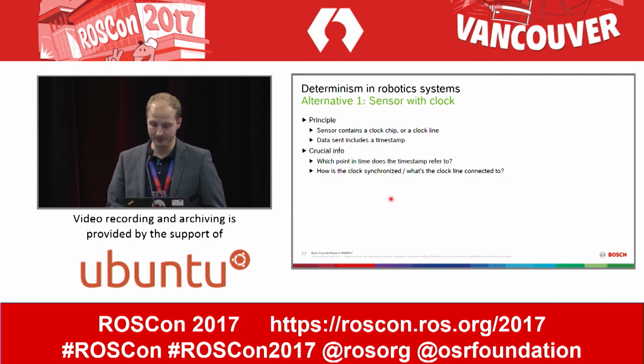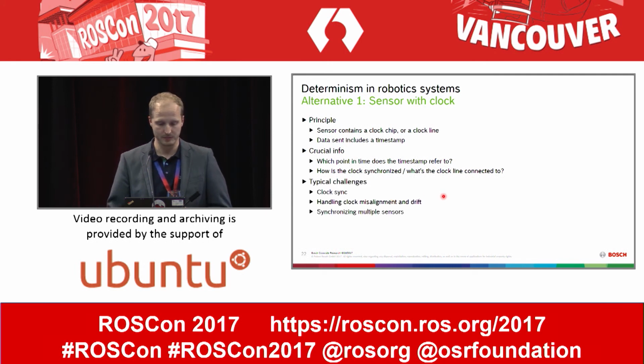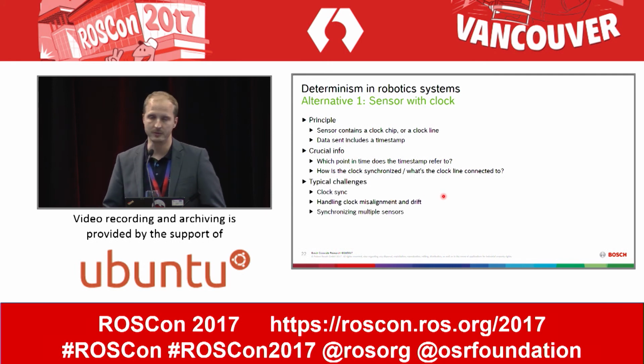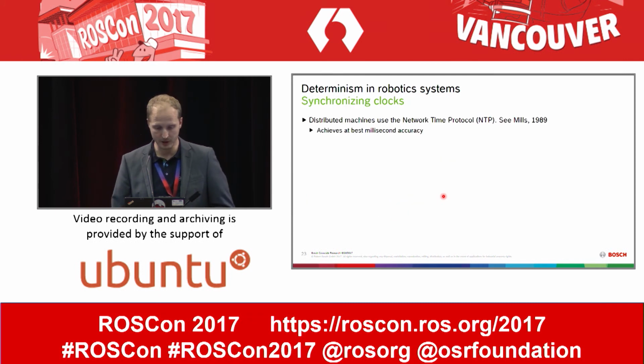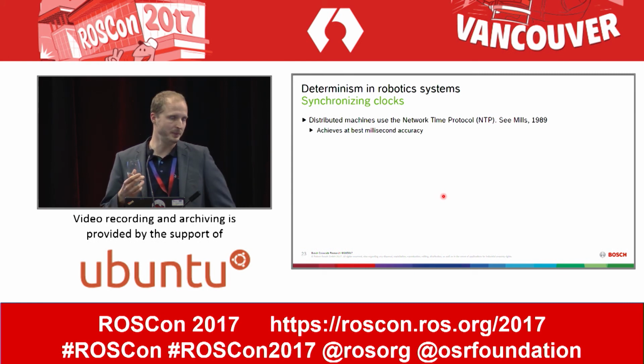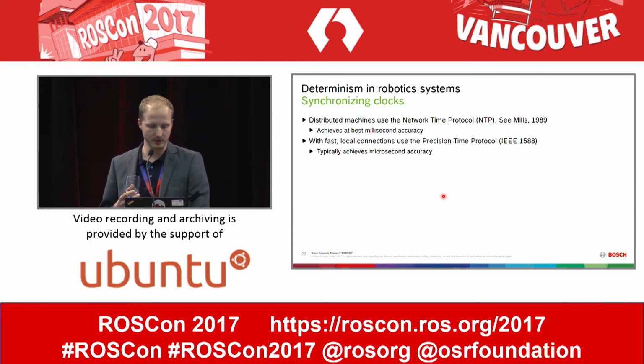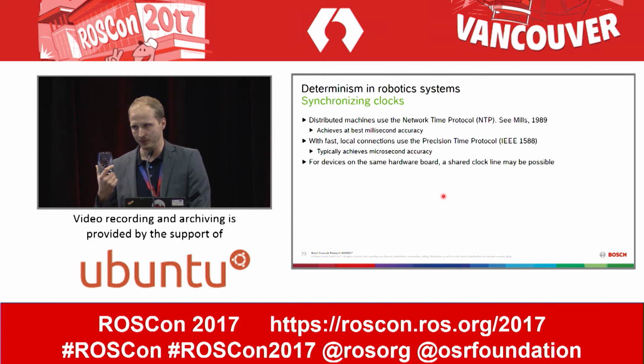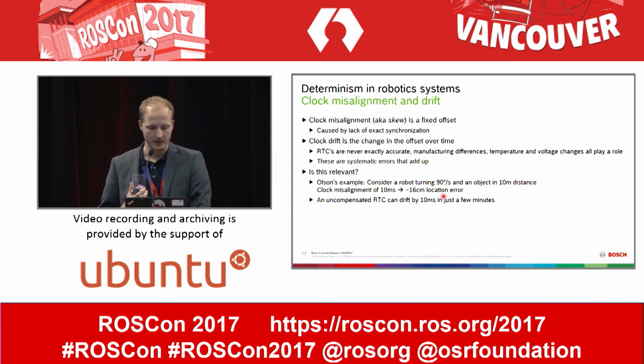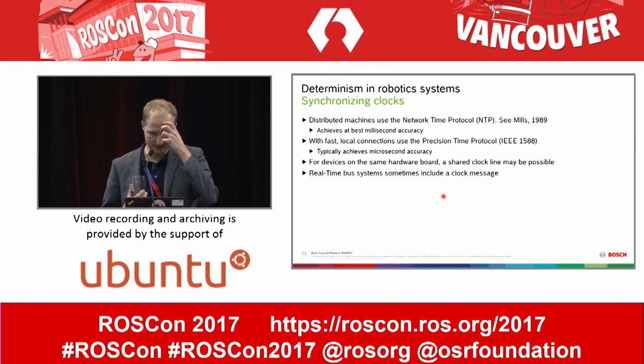And how is the clock synchronized? Then there's clock sync, clock misalignment handling, and drift. This gets worse if you need multiple sensors. So how do you synchronize clocks? Well, if you have a big sensor with a microcontroller in it, between multiple machines you use NTP, which can do millisecond accuracy. On a local box, you can use precision time protocol with microsecond accuracy. If you have your own hardware, you can use a clock line. Many real-time bus systems include clock sync.